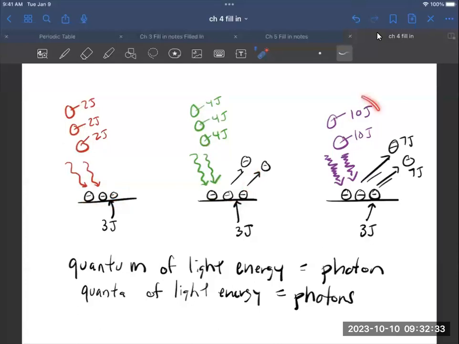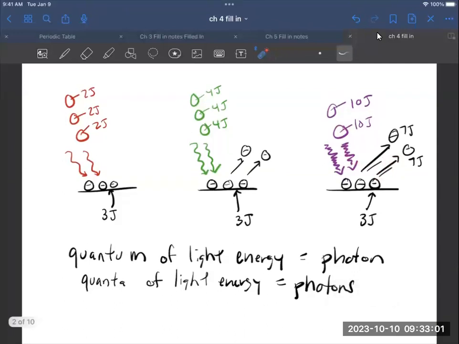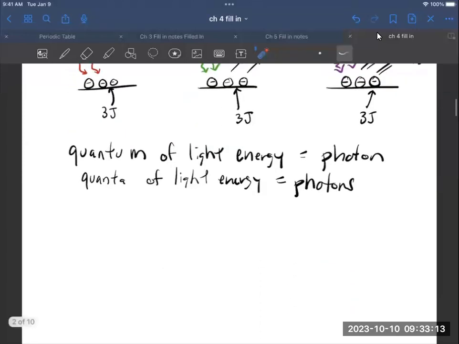Meanwhile, violet contains way more energy per photon. This is what they're called. Their individual balls of light are called photons. So each little photon of violet light carried 10 joules, and that was enough to unstick the electron from the surface of the metal, and the extra, 10 minus 3 is 7, so the extra 7 joules made the electrons fly off with a lot of enthusiasm. So that's what Einstein realized with this experiment: light is quantized. That means light travels in packets, in little particles, and those little particles are called photons.